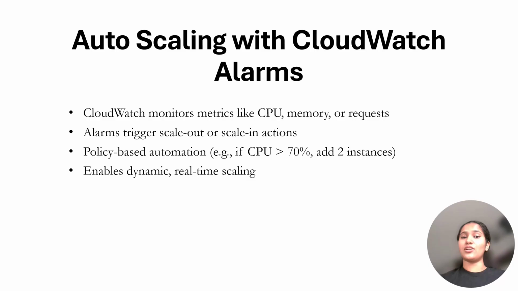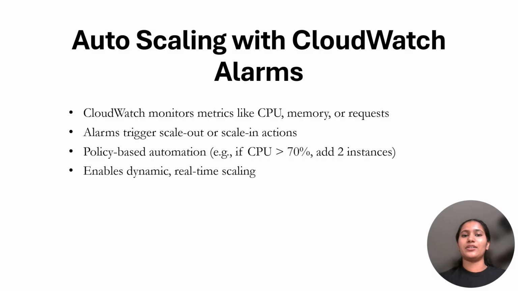Now comes the third topic, which is CloudWatch Alarms. CloudWatch is the monitoring service that makes dynamic scaling possible. We can set alarms that monitor metrics such as CPU utilization or request count. For example, if average CPU usage goes above 70% for 5 minutes, CloudWatch triggers a scale-out policy, adding more instances to handle the load.